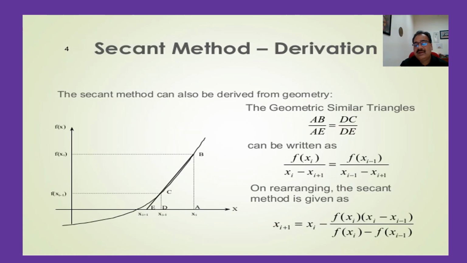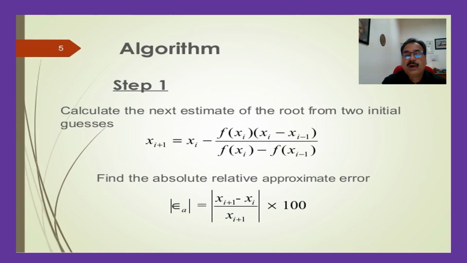Another method is also very easy. You can check the same graph here. The secant method can also be derived from very basic school-level geometry. AB by AE, in this graph, AB by AE is equal to DC by DE, which can be written like this. And now from here, you can develop this formula very easily. That is xi plus 1 is equal to xi minus f of xi times xi minus xi minus 1, divided by f of xi minus f of xi minus 1.